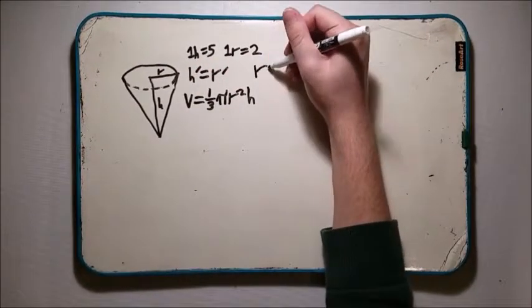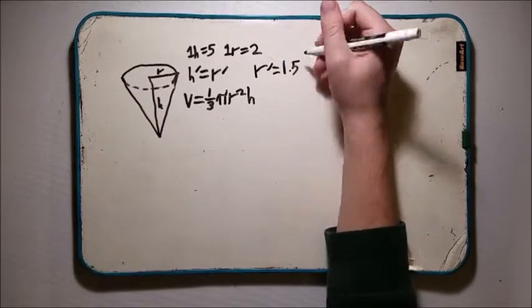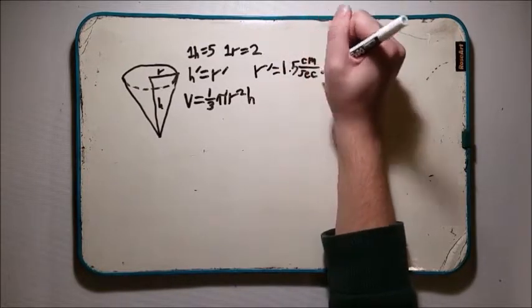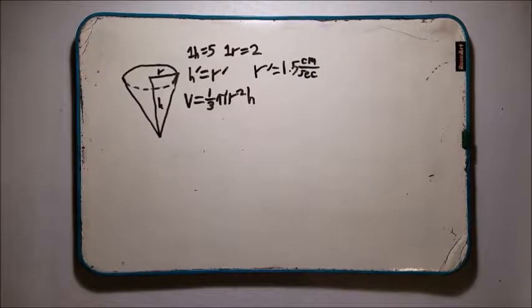We know that the volume of a cone is 1/3 pi r squared times h, and we know that r prime is 1.5 centimeters a second. Every second it'll increase 1.5 centimeters.